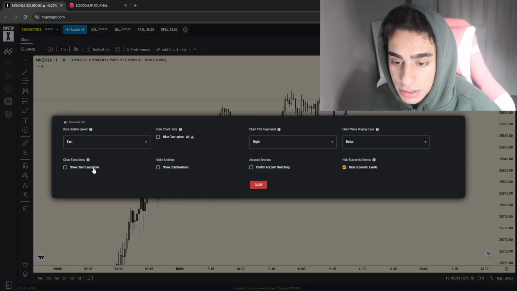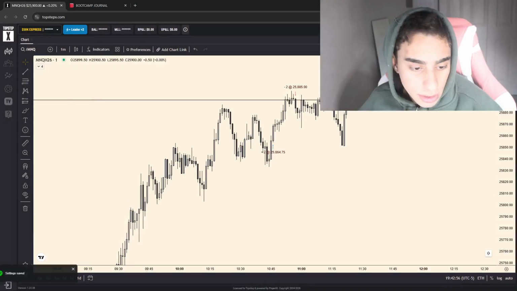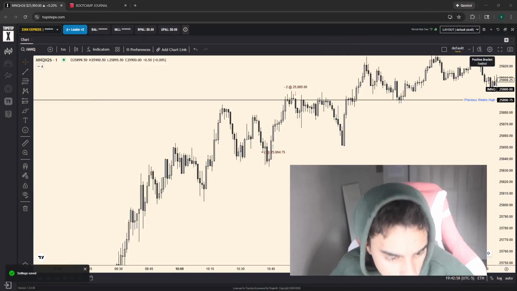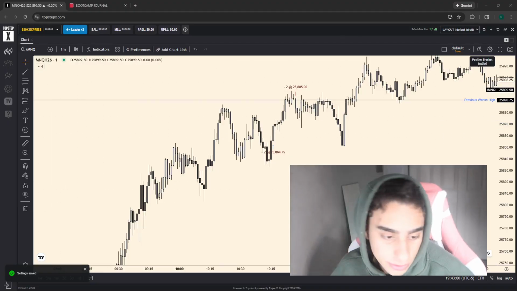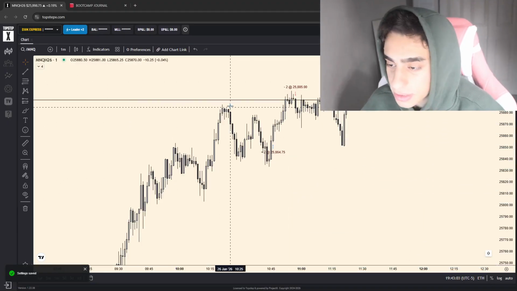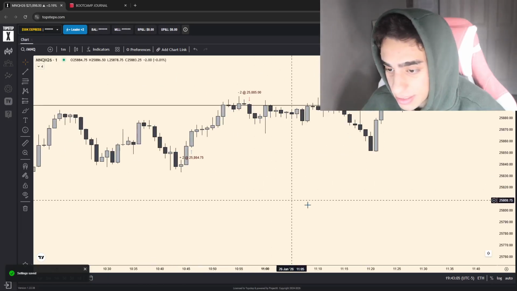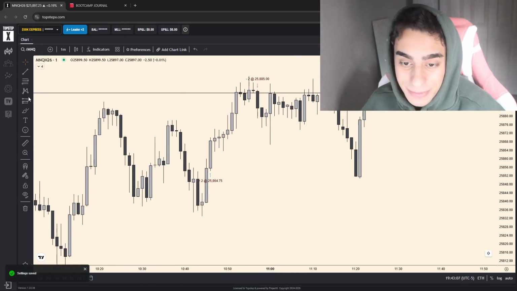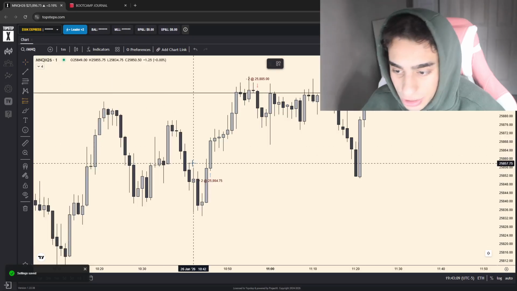Let's turn on executions. You can't really see it, but you see how it says previous week's high right here? This is previous week's high. Anyways, back over here. This is the one trade I took. It wasn't the best trade. Let me see what it actually looked like.